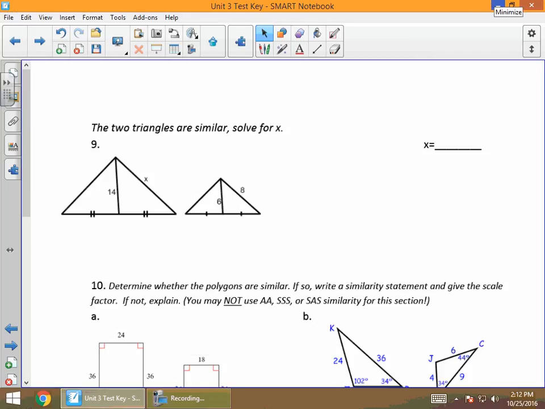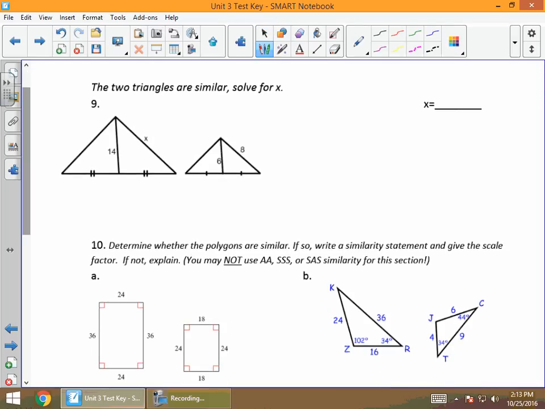This is page 3 of the Unit 3 geometry test. This is Mr. Lamb coming to you again. This page is a total of 6 points. And jumping right in, number 9. Number 9 is worth 1 point.